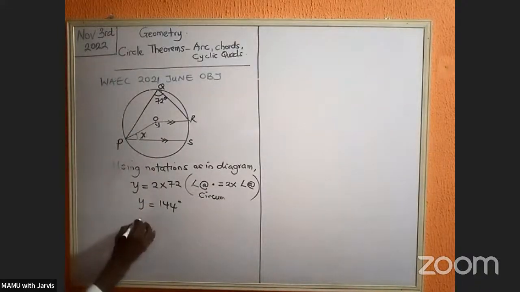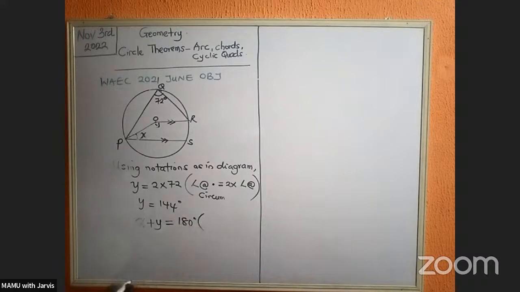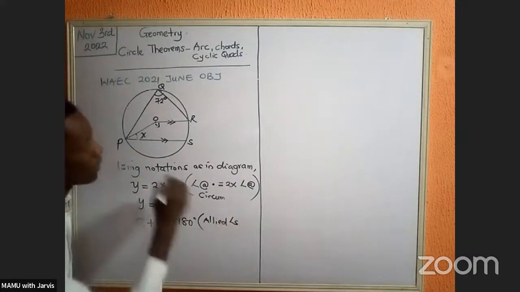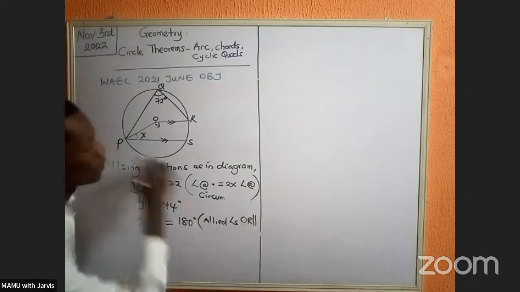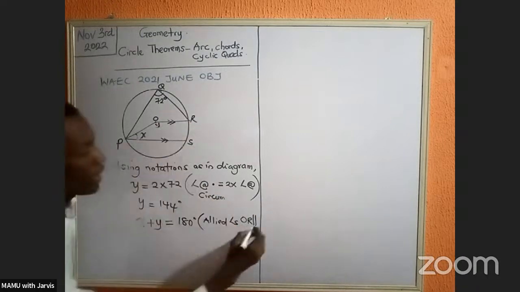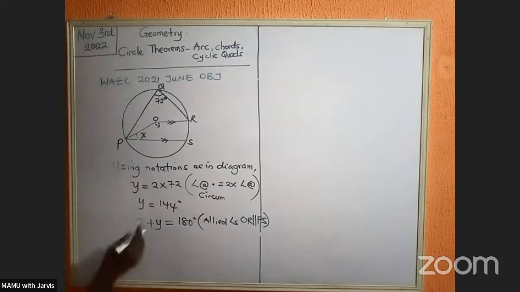So that means that x plus y will be equal to 180 degrees. So what's the reason? Allied angles, or rather, parallel lines. Okay, so with that settled, I already know y.